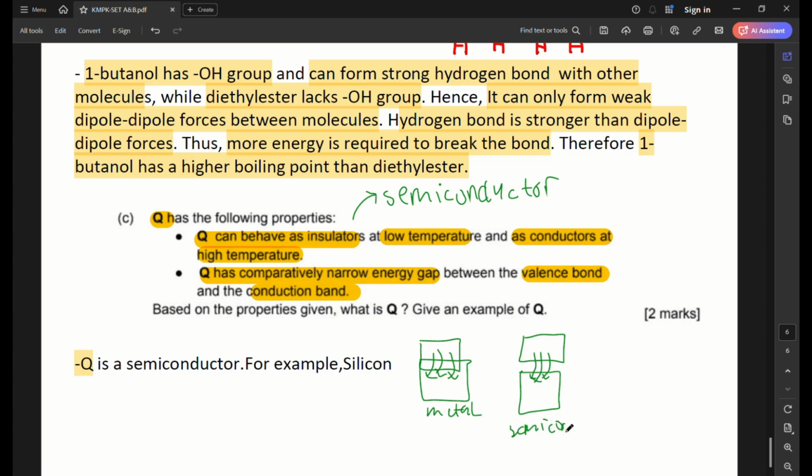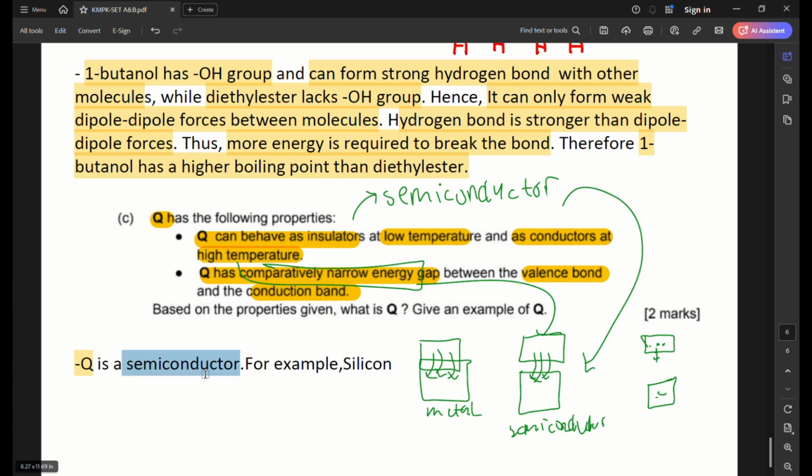But for insulators, there is a very large gap. So when it has a large gap, electrons cannot travel from there to here. So it is proven that since it is a comparatively narrow energy gap, this is a semiconductor. So Q is a semiconductor.